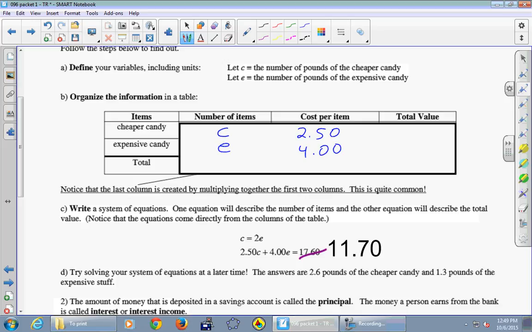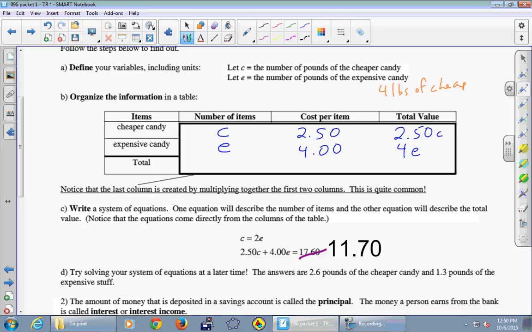And now we get to the total value. We'll just play a quick little game. Suppose that you have 4 pounds of the cheaper candy. How much would that be worth? One vote for $10. How do we get $10? Multiply by the cost. So we would take the 4 pounds times the 2.50, yeah? But we don't know that we have 4 pounds. We have a variable. We have C pounds. So in this total value, instead of 4 times 2.50, it's going to be C times 2.50, or maybe 2.50C. So that's the total value of that candy. Likewise, what's the total value of the expensive candy?